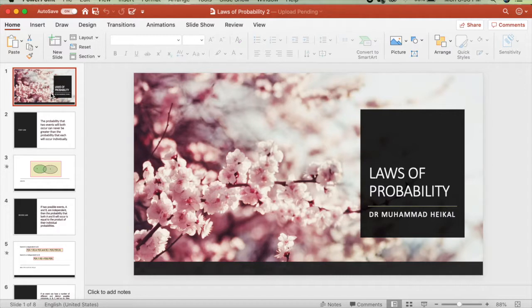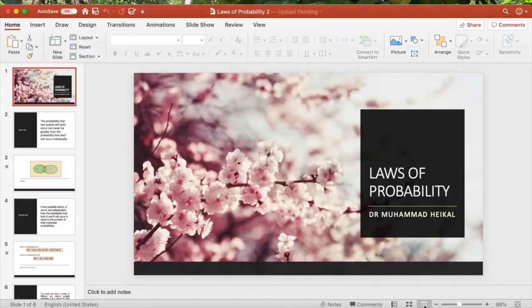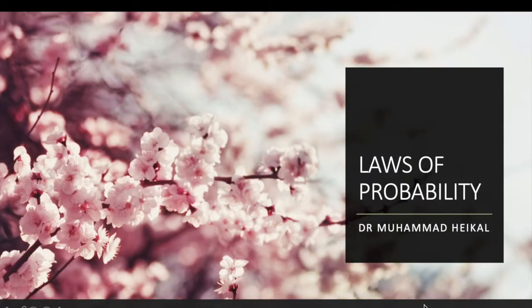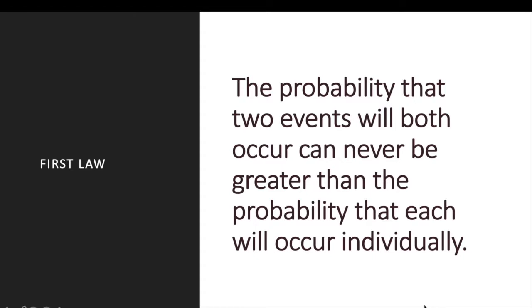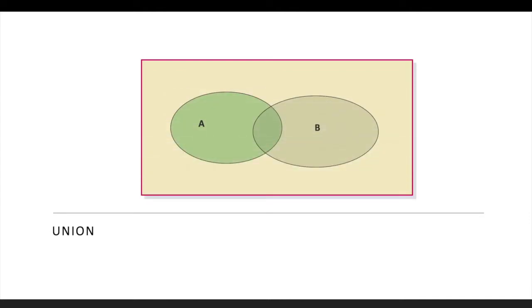Basically, in any kind of theory or subject, there are certain laws and rules that we have to follow, which also includes probability. For probability, there are basically three main laws which can be applied. The first one is that the probability that two events would both occur can never be greater than the probability that each would occur individually. For example, this is a union.